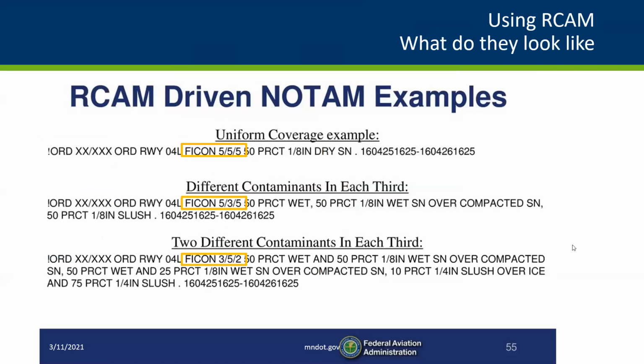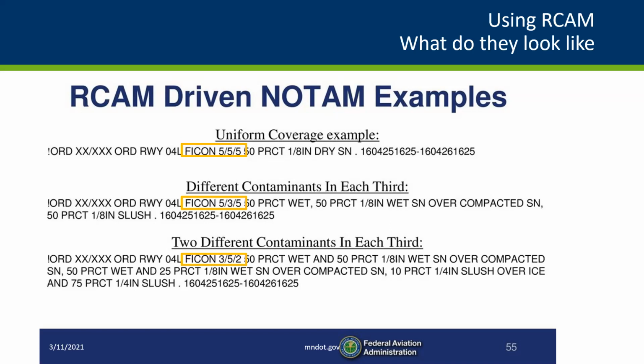Here's a couple of examples of what an RCAM driven NOTAM would look like. When you go into the charts, your field condition NOTAM for that runway, you can see here in the first one, we have a 5, 5, and a 5. So each third of the runway is the same. In this particular case, they all have the exact same contaminant, 50%, which is greater than 25, of the runway covered with 1/8 inch dry snow.